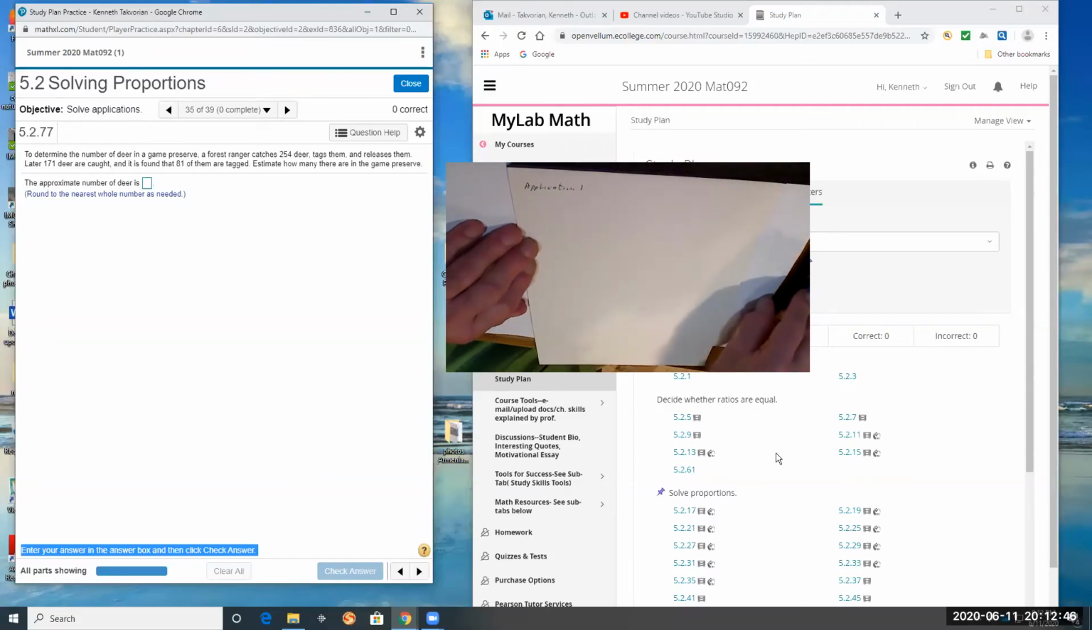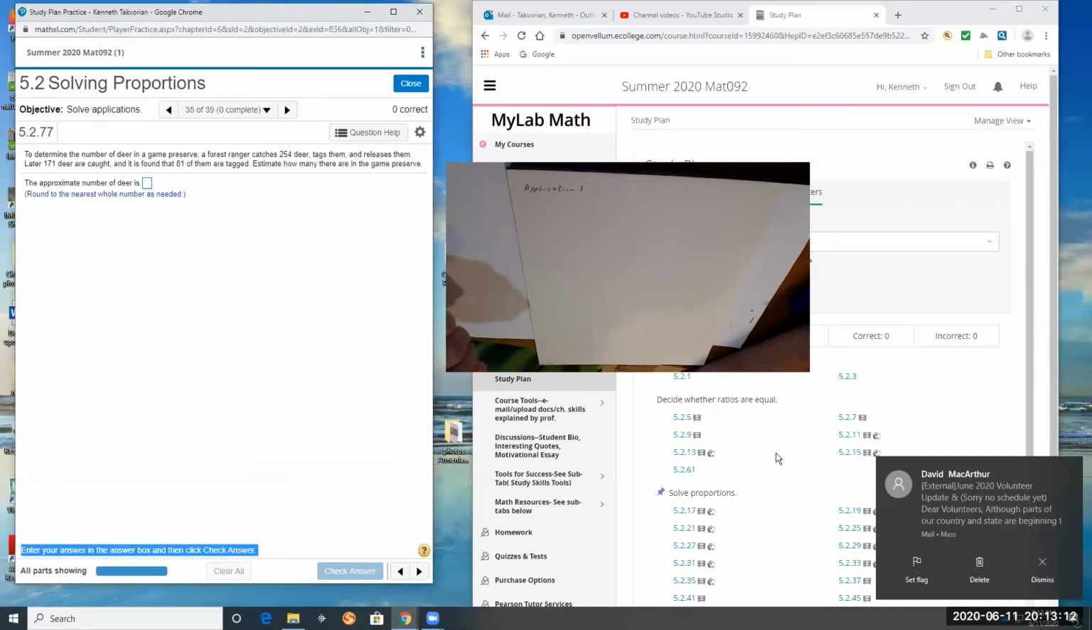Let's do some applications of proportions. The problem on the left says to determine the number of deer in a game preserve, a forest ranger catches 254 deer, tags them, and releases them. Later, 171 deer are caught, and it is found that 81 of them are tagged. Estimate by this method how many deer there are in the game preserve.